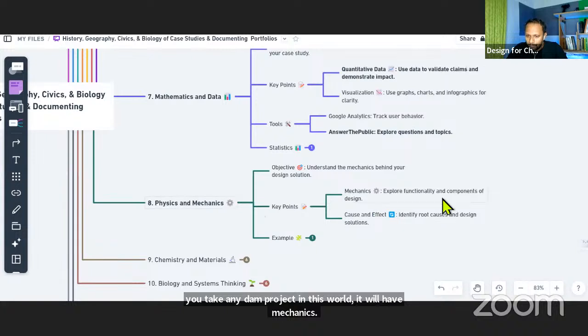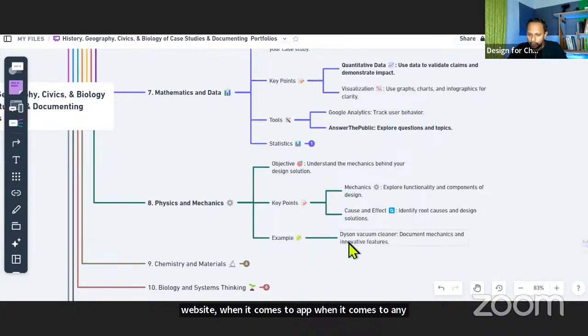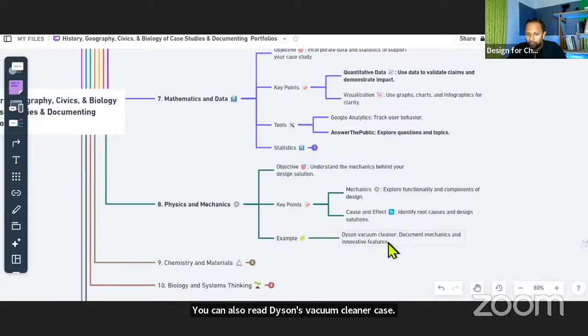Okay, explore the functionality and components of the design. Identify the root causes. Let's say even if you're designing a timer like this, the physics is available in it, the mechanics is available in it in terms of the physical thing. When it comes to a website, an app, or any product or service you're making, you need to understand this. Identify the root causes which are causing this solution. You can also read Dyson's vacuum cleaner case study. It's a very detailed case study, I would say. It will give you a lot of clarity.